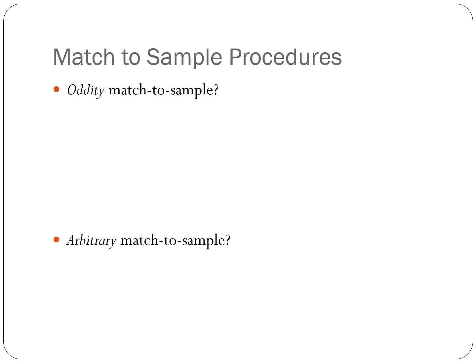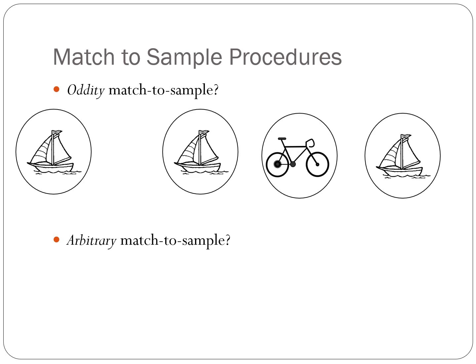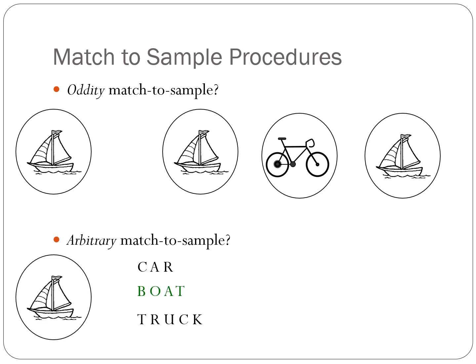These procedures don't have to be as straightforward as simple identity matching to sample. Some other relations include oddity matching to sample and arbitrary matching to sample. In the case of oddity matching to sample, an additional conditional SD would be something like pick the one that is different. Arbitrary matching to sample involves establishing relations between stimuli that are not based on physical topography. The word boat has nothing physically to do with a picture of a boat, but as a verbal community, we reinforce saying the word boat in the presence of a boat, writing the word boat when we hear the word boat, etc.